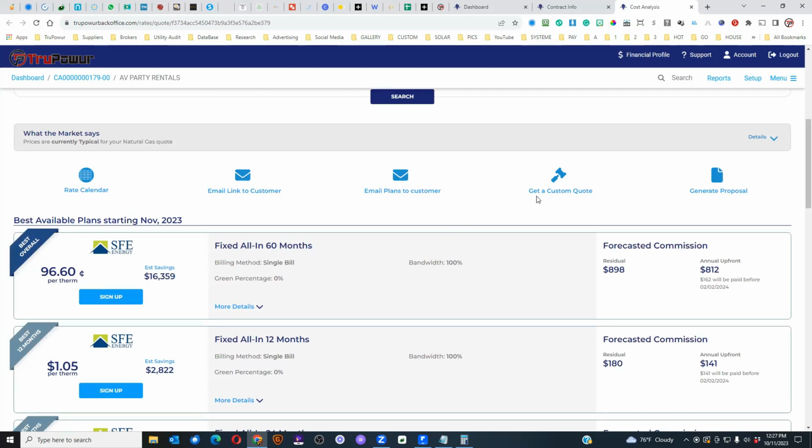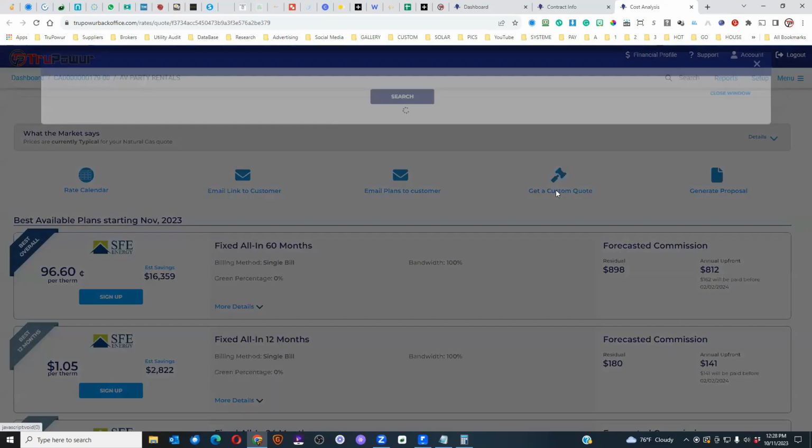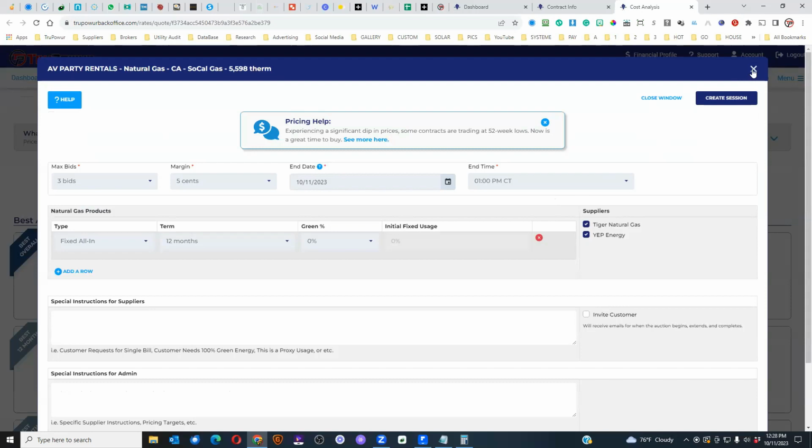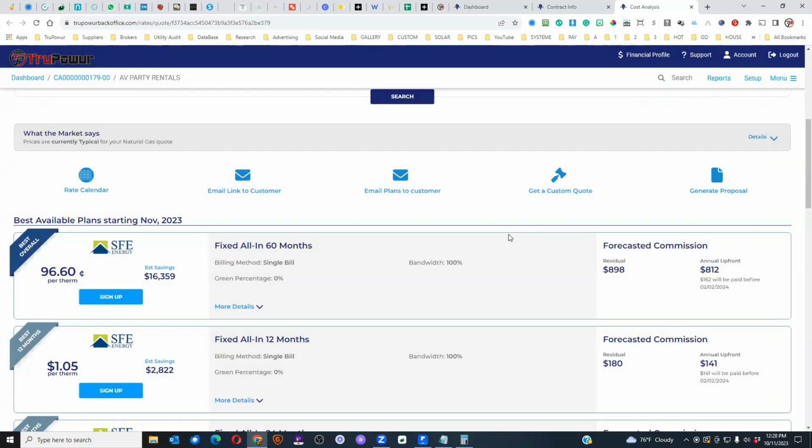So if we want to get a custom quote, that is the same thing as the reverse auction, hence the auction hammer, right? So if we're doing a reverse auction, we would click that, and that would give us an opportunity to request a reverse auction for custom pricing. In this episode, we are going to be talking about creating that proposal.